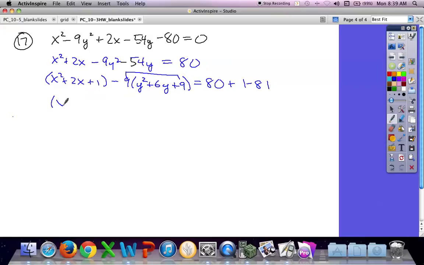Okay, so we have x plus 1 squared minus 9 times y plus 3 squared equals 0. All right. Now, normally at this point, we're trying to make the right-hand side look like 1 by dividing by the right-hand side, but we can't do that.